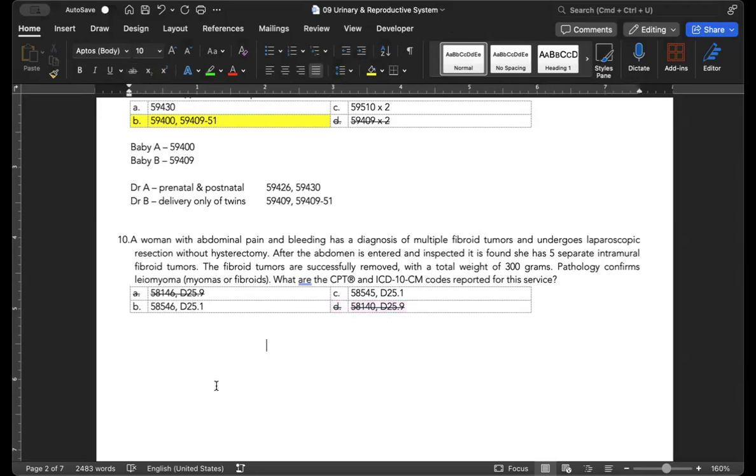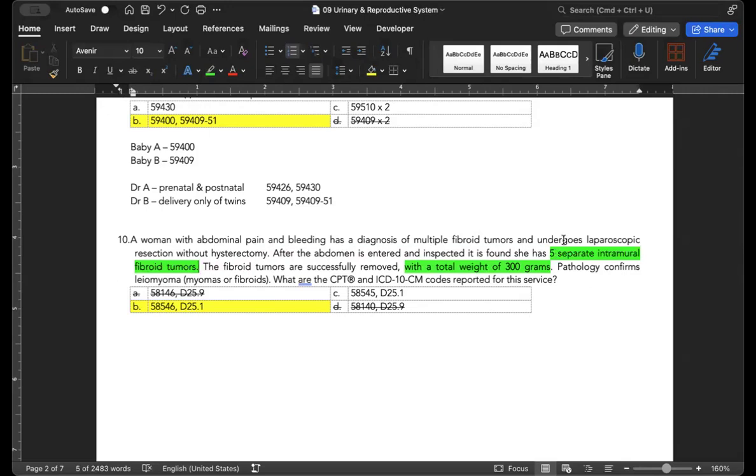So should it be the 4.5 or the 4.6? Yep, it should be the 4.6. Yeah, because we have a total weight of 300 grams, which is greater than 250, and then 5 separate fibroid tumors.